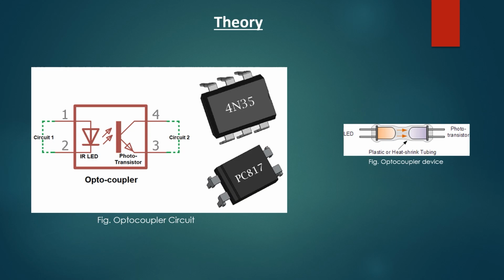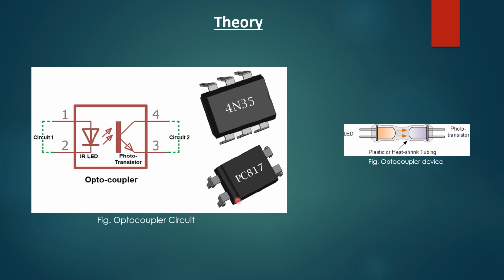Coming to the theory part, here we can see the optocoupler circuit, and on the right side we can see the optocoupler device, which is a basic device that makes use of an IR sensor. So here is the input source, the IR source. When a current is passed through this circuit, there will be IR radiation produced, and this will fall onto the phototransistor, which will result in generation of current in the circuit. This is how the circuit works.